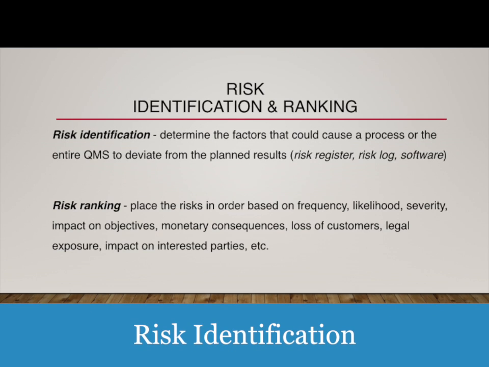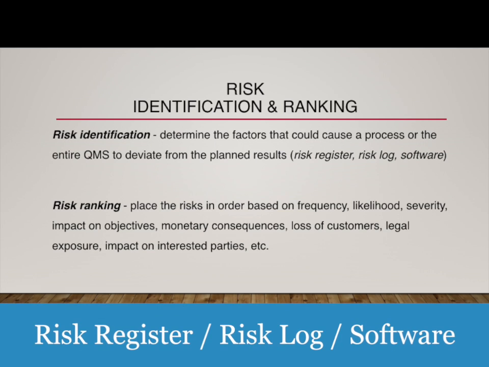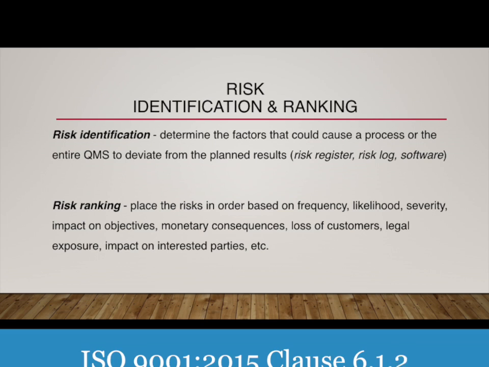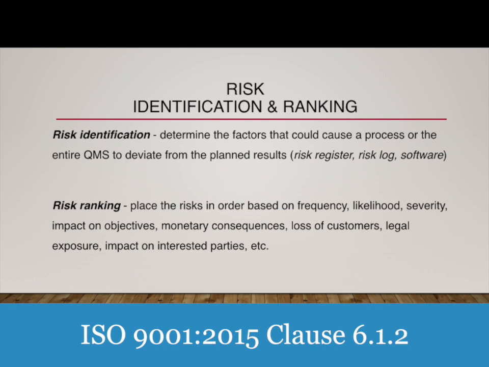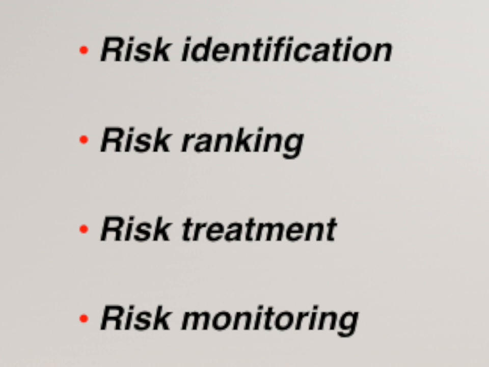Risk identification determines factors that could cause a process or the entire quality management system to deviate from the planned results. Usually, a risk register, risk log, or other risk computer software is used to record the risks. The risk rating places the risks in order based on frequency, likelihood, severity, impact on objectives, monetary consequences, loss of customers, legal exposure, impact on interested parties, and other ranking criteria developed by the organization.